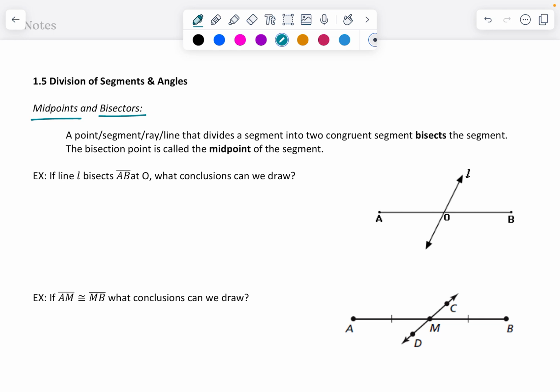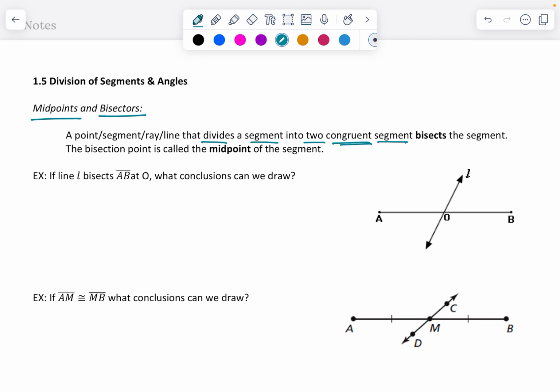So a point or a segment or a ray or a line, something that divides a segment into two congruent segments, bisects the segment. The bisection point is called the midpoint of the segment. And so the midpoint is a point. It's the point in the middle of the segment. And whatever creates that midpoint, whether it's just a point or a line or a segment or a ray, is the bisector, and it bisects the segment. In other words, it cuts it in half.